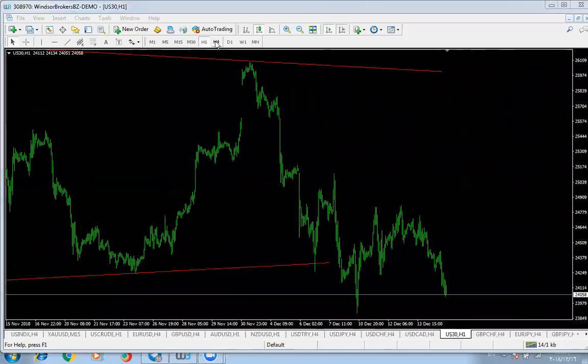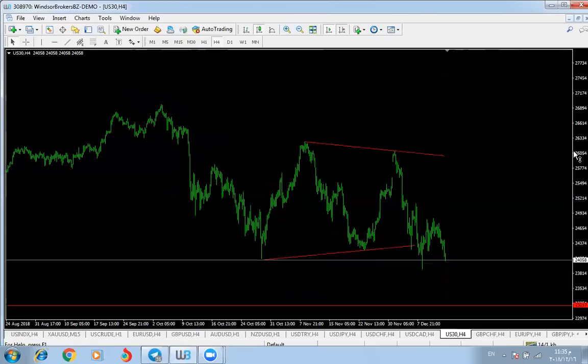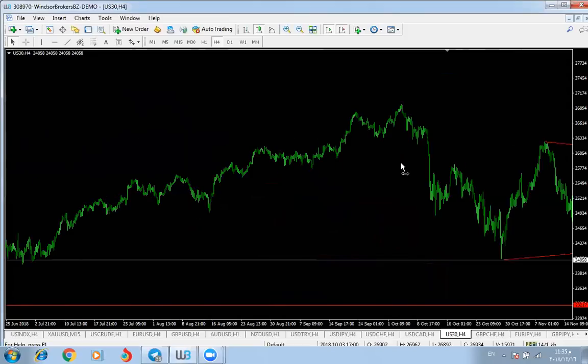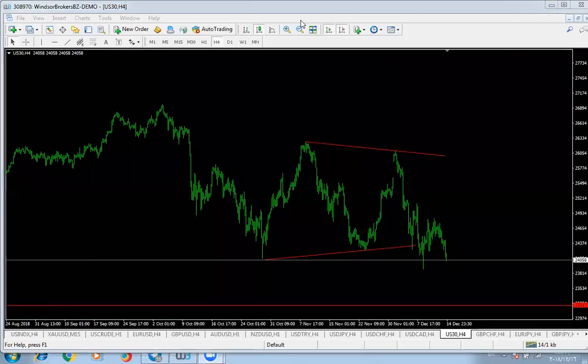This is the Dow Jones. I will focus on this market because it is a very risky market, and a lot of people are losing money in this market because it is moving very fast. Actually, I have taken many trades for this market in the last weeks. I will show you my trades.